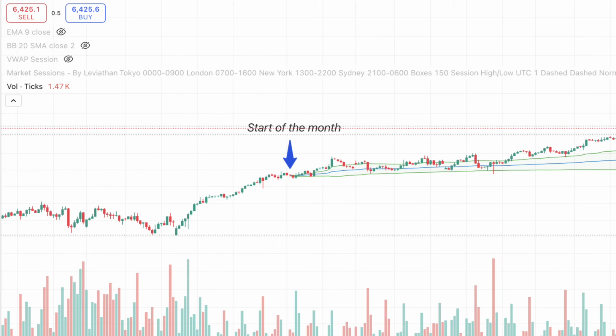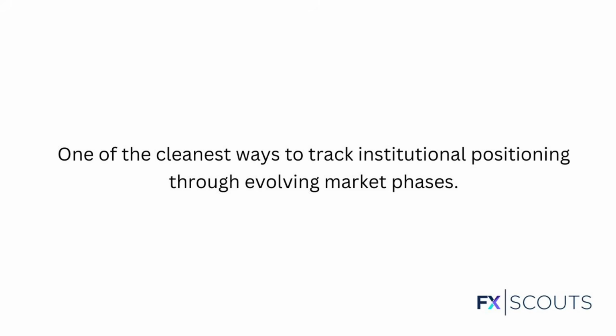And for swing traders, for example, anchored VWAP may be from the monthly open or from recent earnings reports. And these can be a core compass for bias. And for day traders, anchoring the VWAP to the first 5 minutes of a session open could be a trade idea and could show you whether the market is in a trend or mean reverting. This is a sentiment gauge rooted in time and volume. And it's one of the cleanest ways to track institutional positioning through evolving market phases.